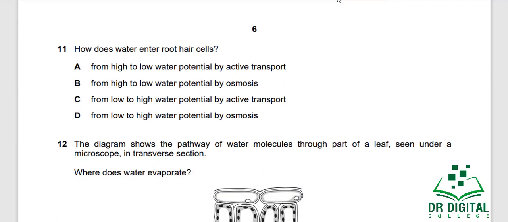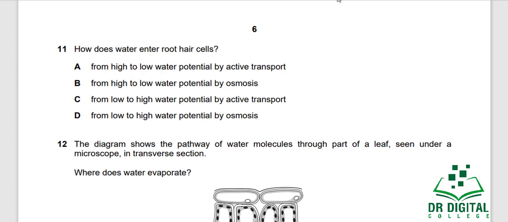In question 11, how does water enter the root hair cell? Okay, from high to low water potential by active transport. Keep it in mind that water will never enter or leave the cells by active transport, because water is the most extensive chemical present in life, so it's always moving by osmosis. So it will move from high to low water potential by osmosis.